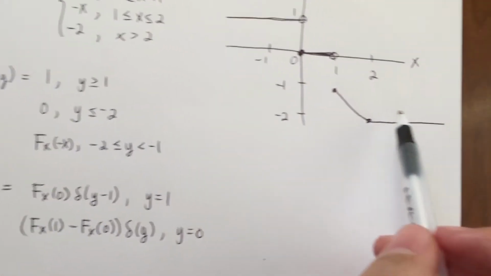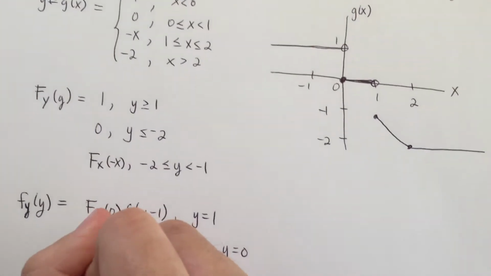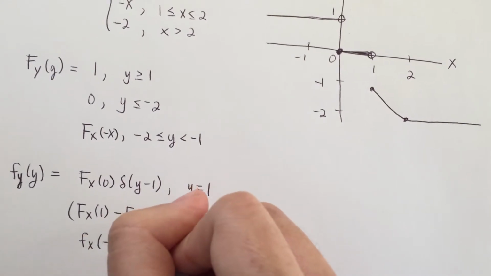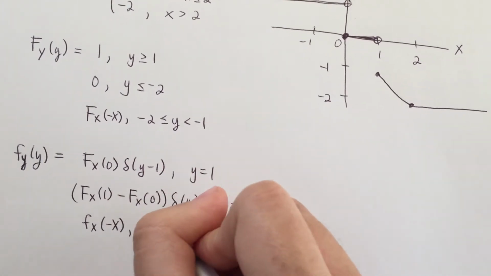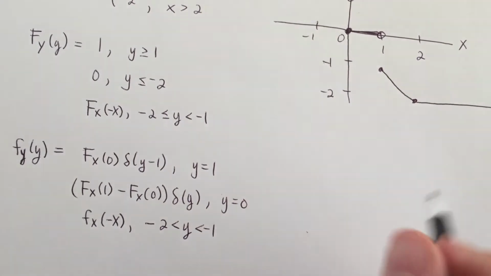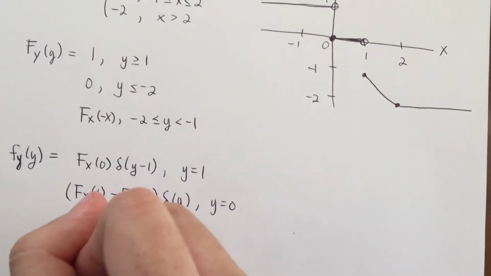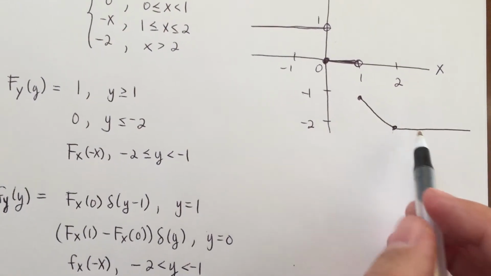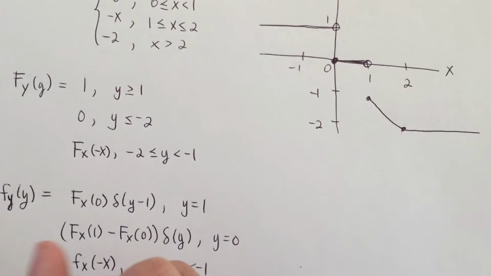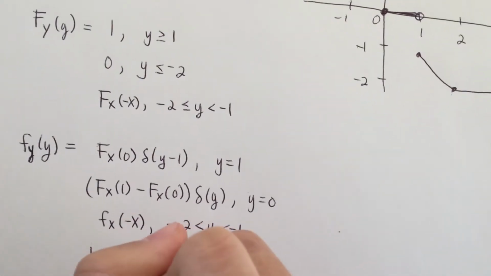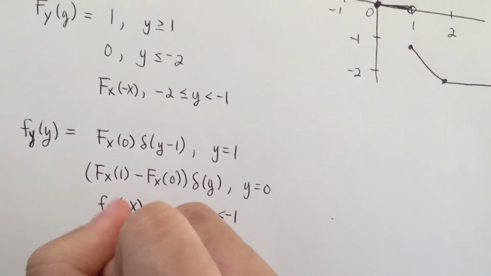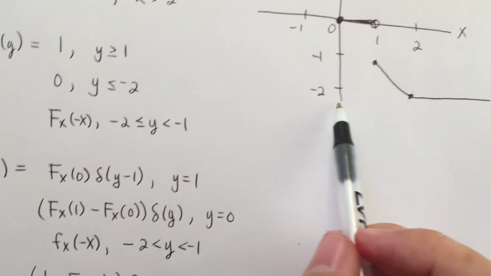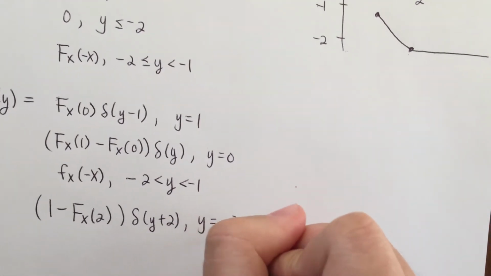And then for this segment, it's just small f of x of negative x, or positive x, it doesn't matter, from y greater than negative 2 but smaller than negative 1. And then the last impulse function is at y equals negative 2. Since it only exists for x greater than 2, you have to write 1 minus F of x at 2 times the impulse shifted to negative 2 here. So y equals negative 2.